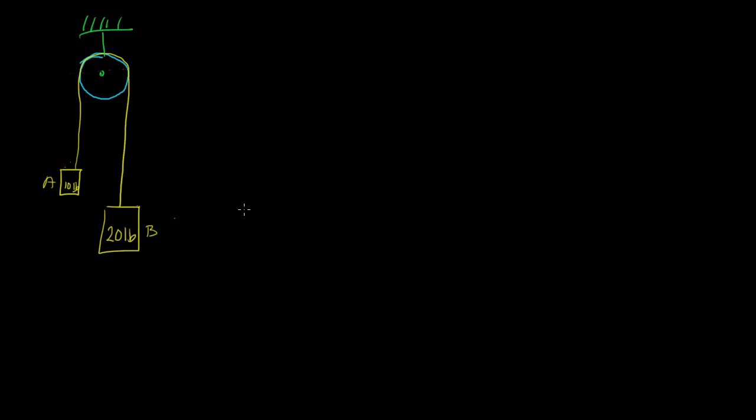Okay, this is a problem that involves Newton's law, and we have two blocks, block A and block B, that are connected along this cable over a pulley, and we're asked to find a few things. We're asked to find the acceleration of A, the acceleration of B, and the tension in the cable.